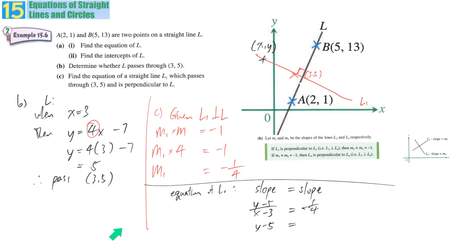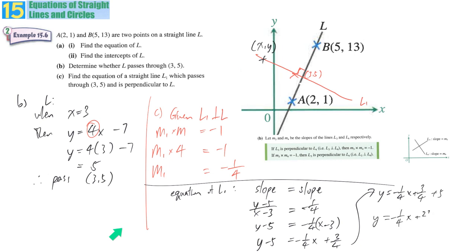So y is equal to -1/4 x plus 3/4, and then plus 5. That means the y-intercept here is 23/4. It can be found directly if we write it in slope-intercept form.